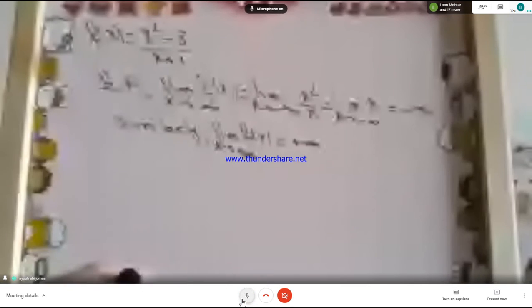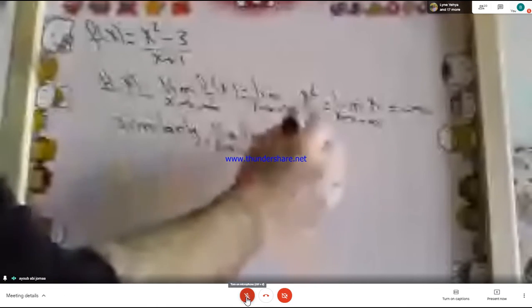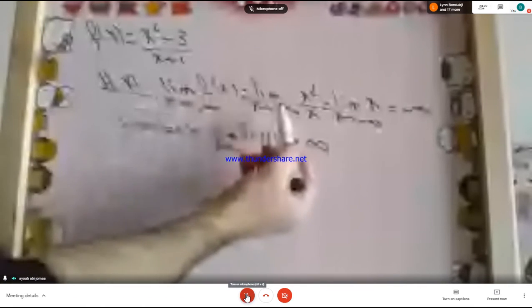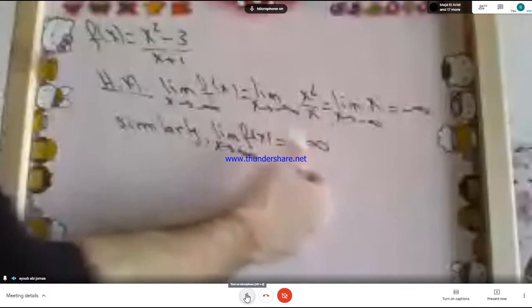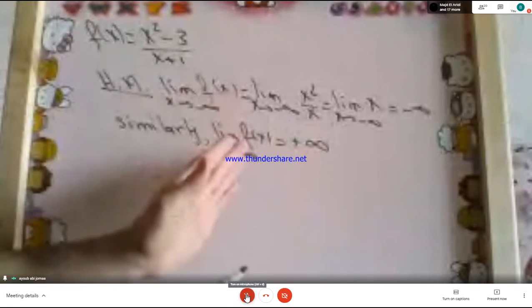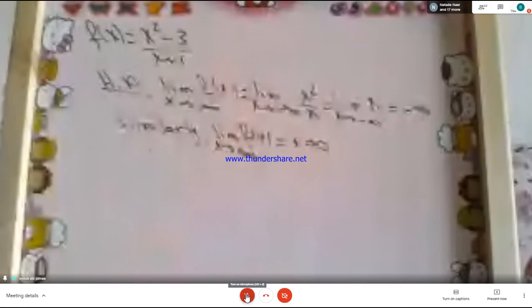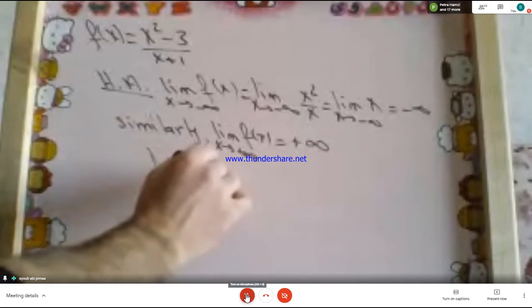Okay. So here the limit at negative infinity is negative infinity. The limit as x approaches positive infinity is positive infinity. So we don't have the case where the limit as x approaches infinity is a number. That means no horizontal asymptote.